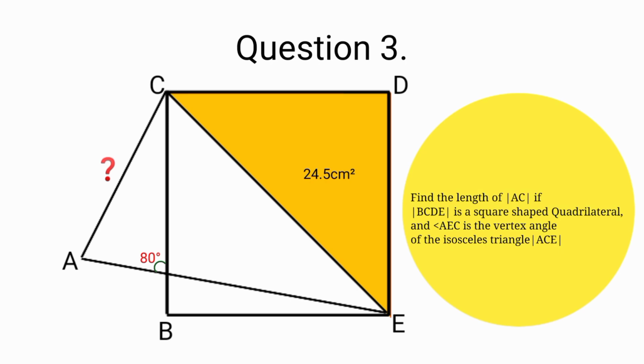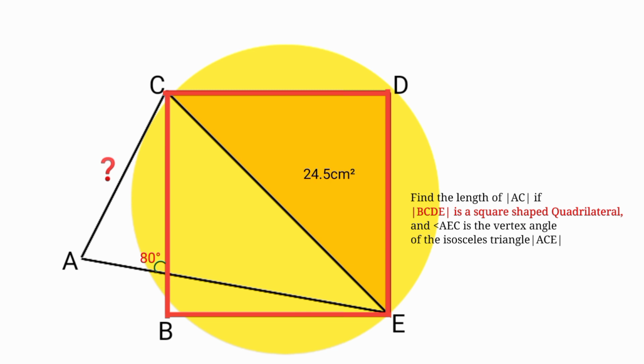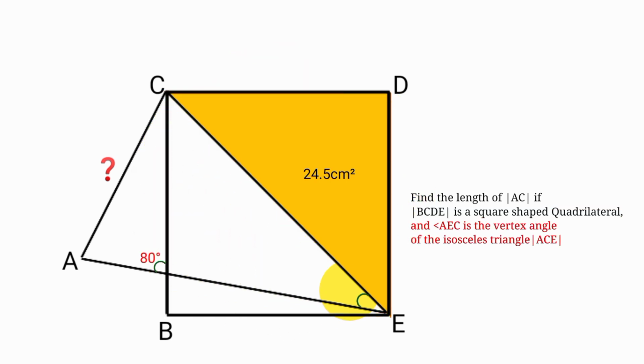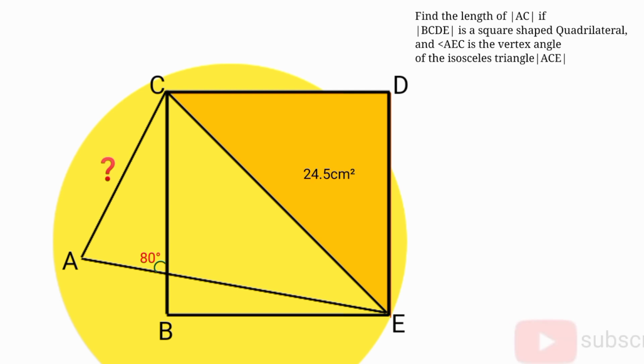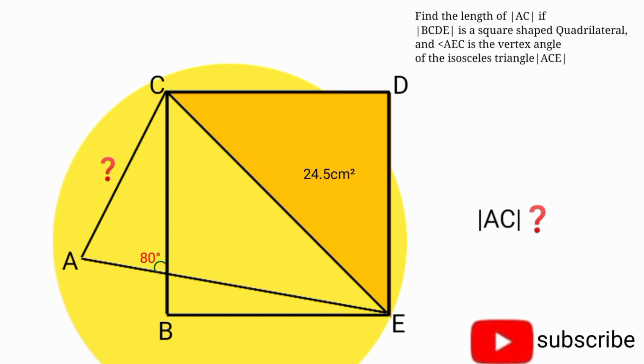Here, the question says, find the length of this line AC if this BCDE here is a square-shaped quadrilateral and this angle AEC is the vertex angle of the isosceles triangle ACE. So how can we solve this? How can we find the length of line AC?